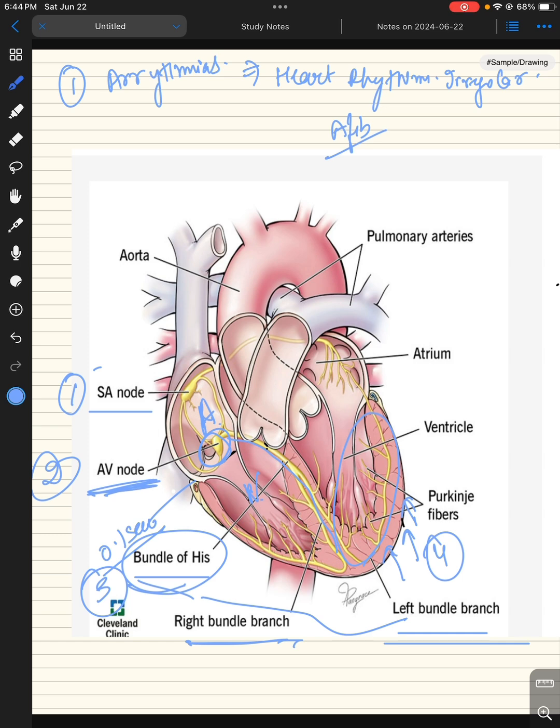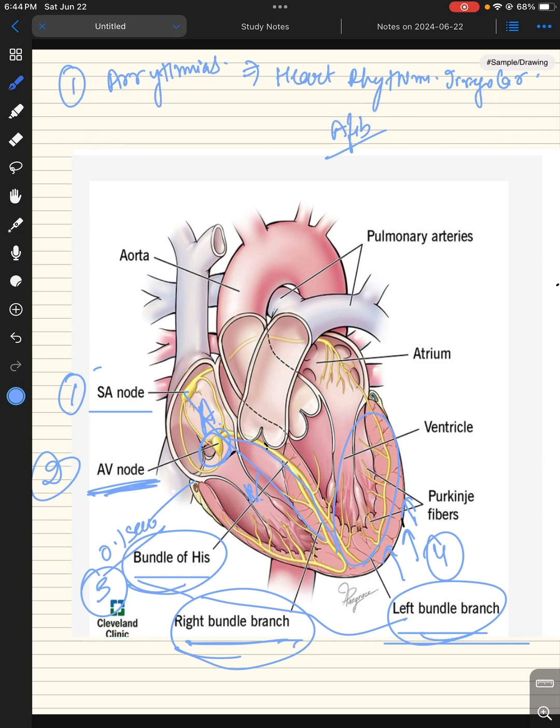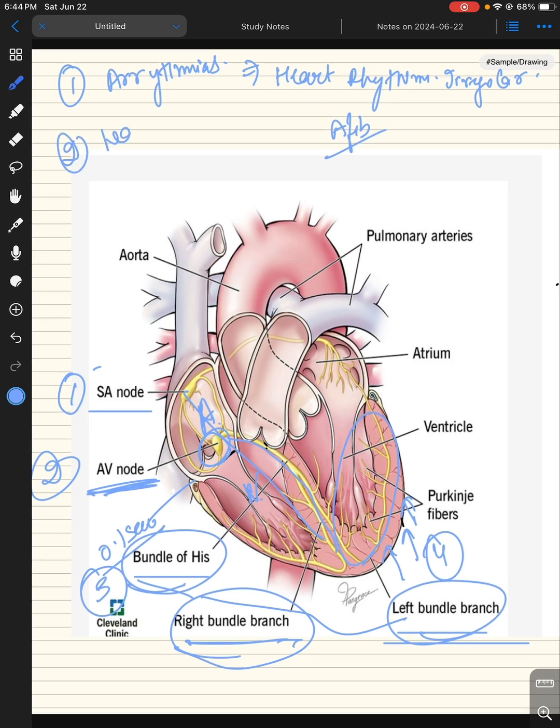Then if your bundle branches are not working properly, there can be bundle branch block, right? So maybe if the right bundle branch is not working, then this right side will not work. Okay, so that will cause arrhythmia. And it can also cause heart block. So with impaired electrical signals, if your atria and ventricles are not sending the signals properly, it can also cause heart block, right? And so I'll just write it over here. It can also cause heart block if atria and ventricles don't flow very well, right?